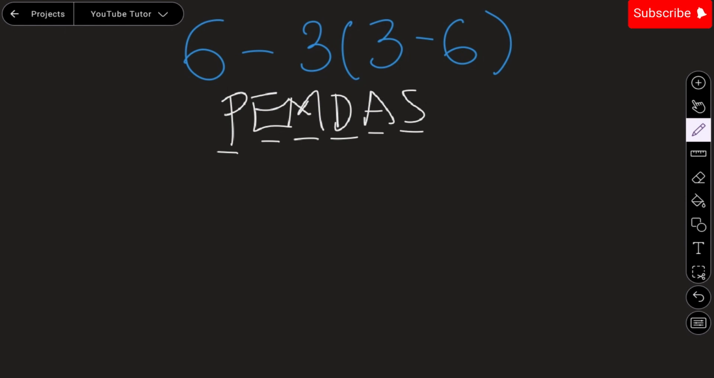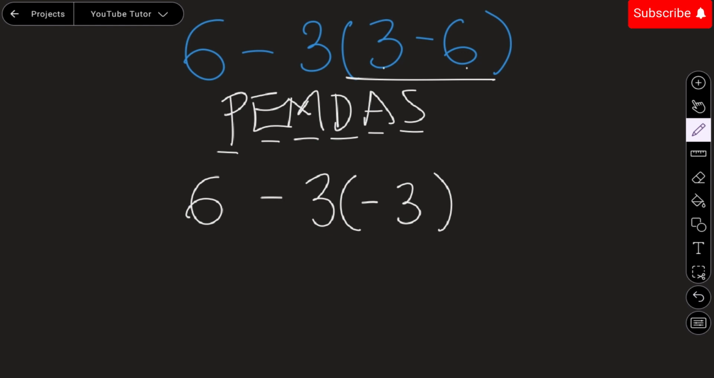So dealing with the parentheses first, we have our expression: 6 minus 3 times 3 minus 6 gives us negative 3. Now with this we are going to solve from the multiplication aspect. Since we know that multiplication comes next, we are going to do 6 will be there, but we have negative 3 times negative 3.